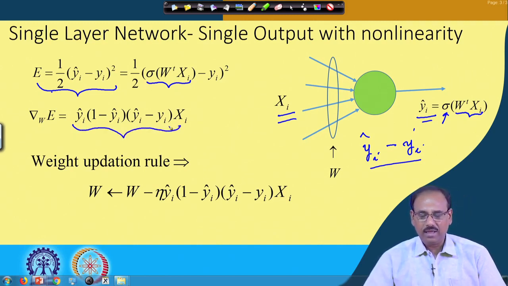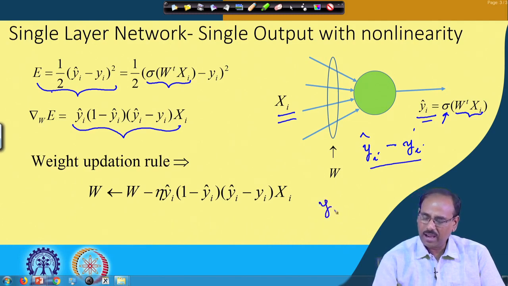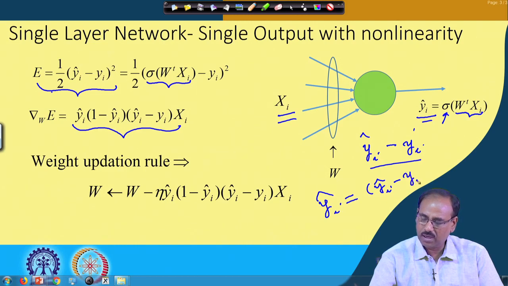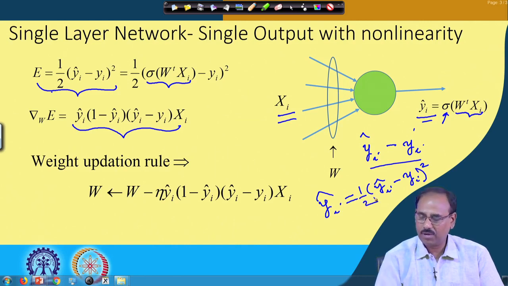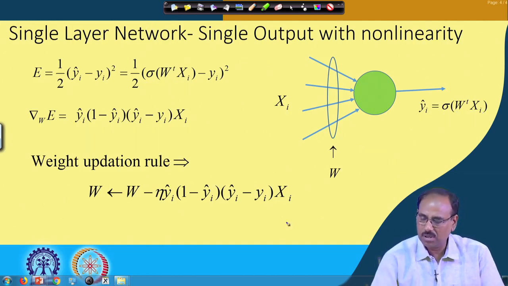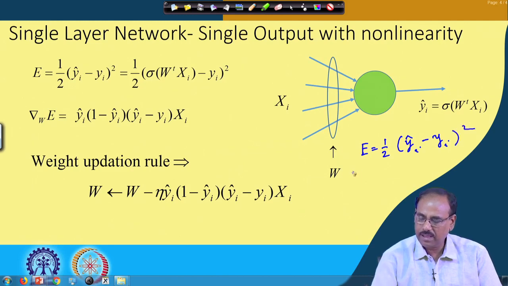You find that in the earlier case, in the absence of nonlinearity, y_i hat minus y_i, squared and halved... Sorry, this is when my error E is equal to half of (y_i hat minus y_i) squared, then the gradient of E with respect to w was simply (y_i hat minus y_i) times x_i.